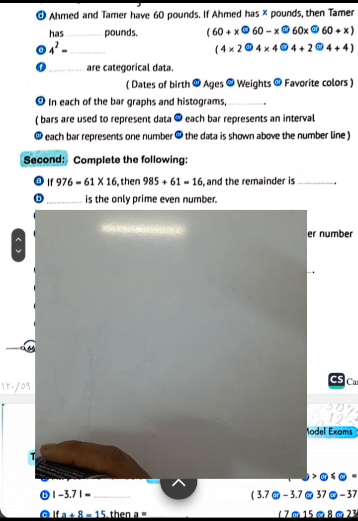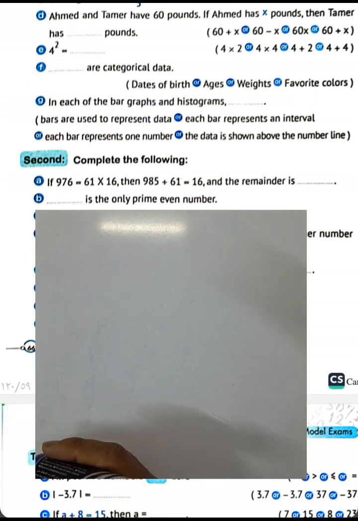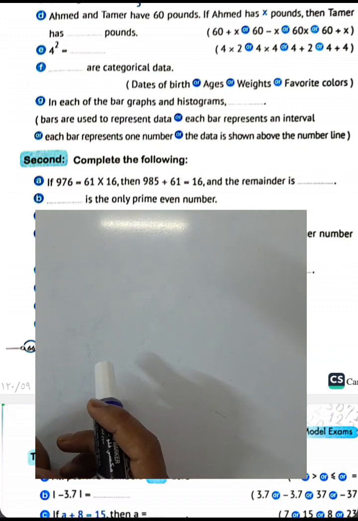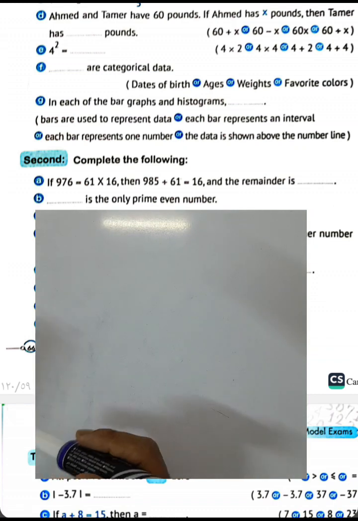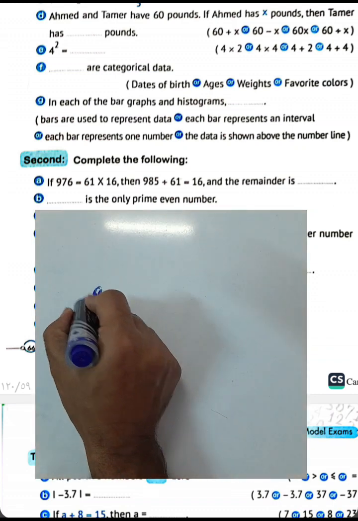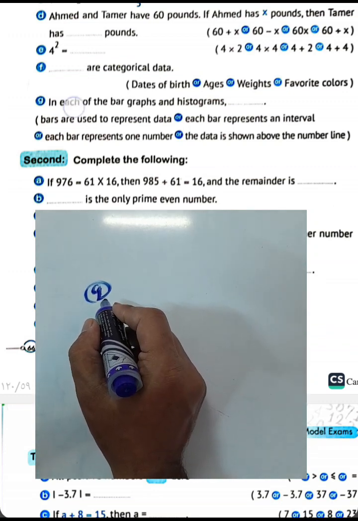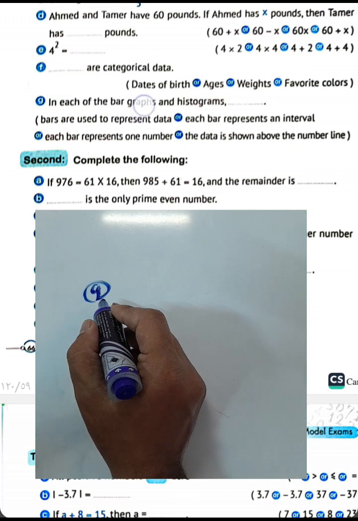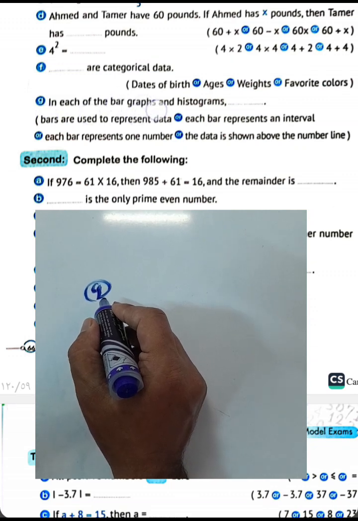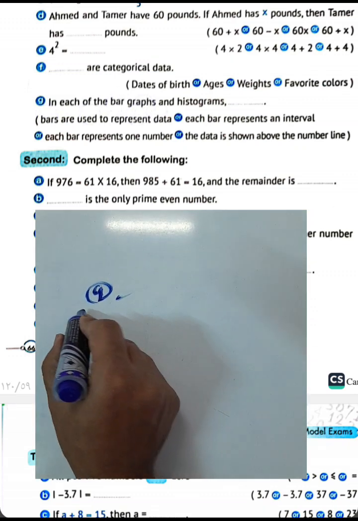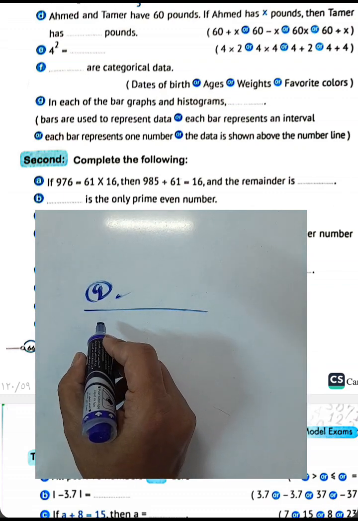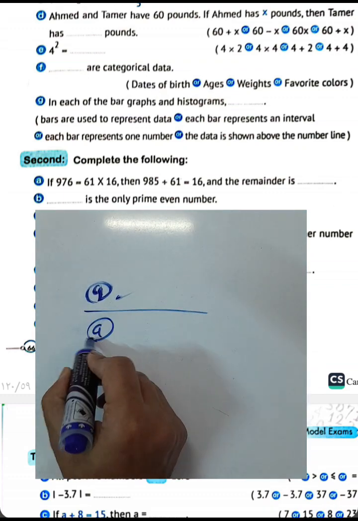Question letter G. In each of the bar graphs and histograms, bars are used to represent data. Bars represent data. Letter G, choose the first solution here. Bars are used to represent data. Okay. Next question. Second. Letter E.